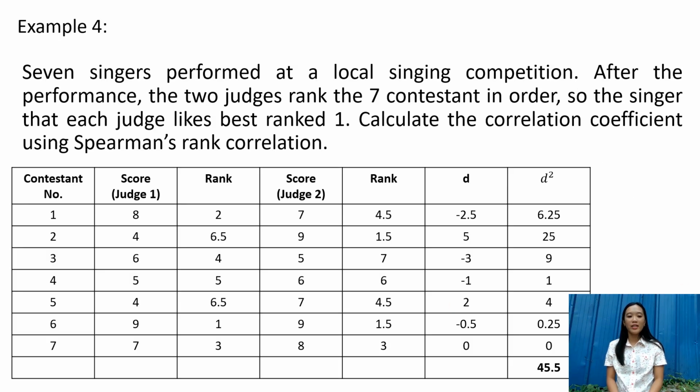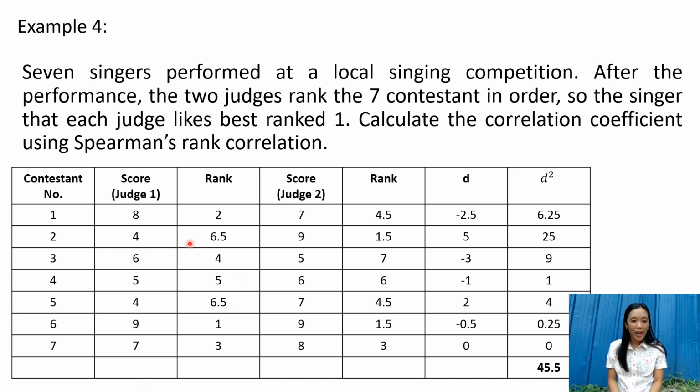Sample 4. 7 singers perform at a local singing competition. After the performance, the 2 judges rank the 7 contestants in order. So the singer that each judge likes best ranks 1. Calculate the correlation coefficient using Spearman's rank correlation.